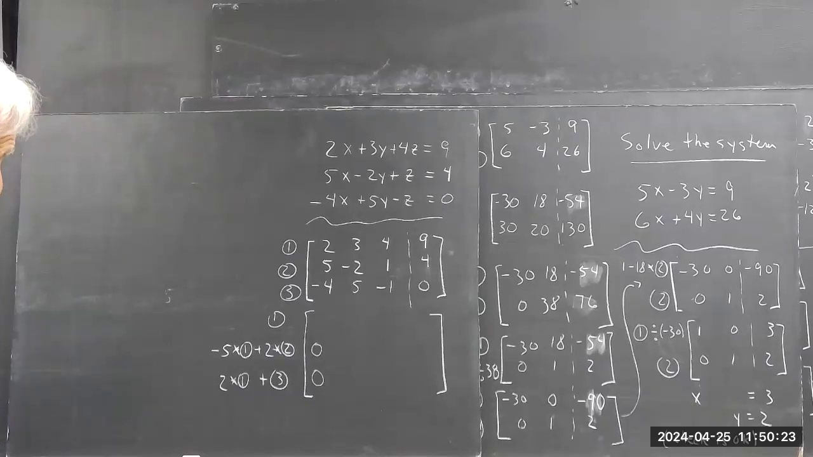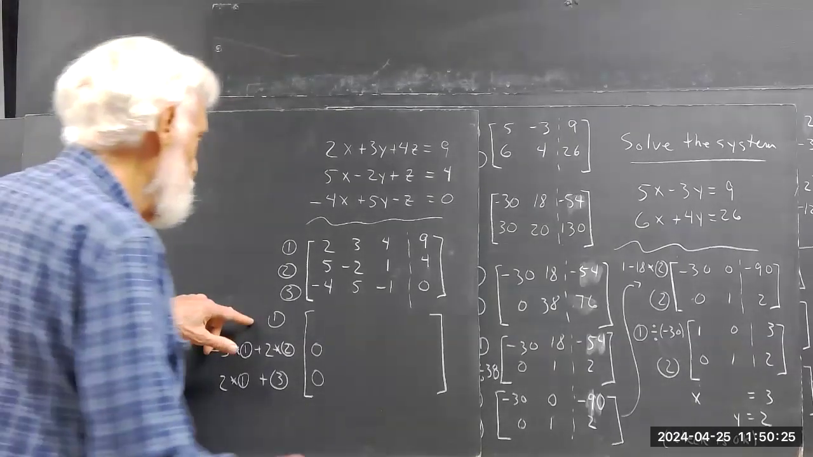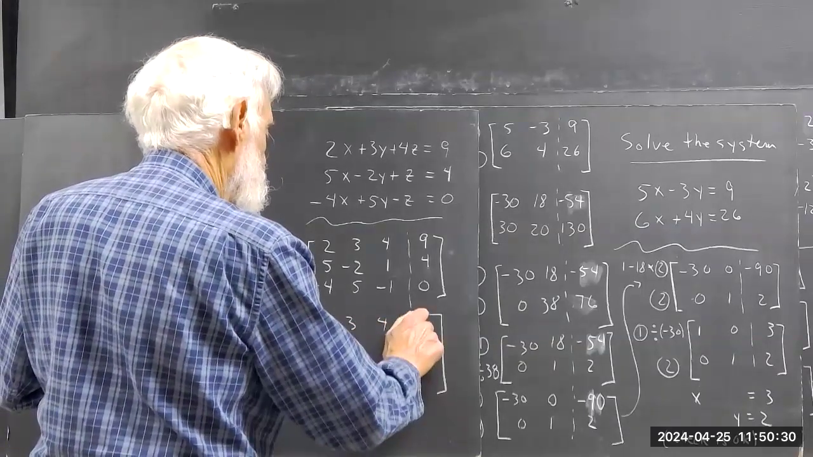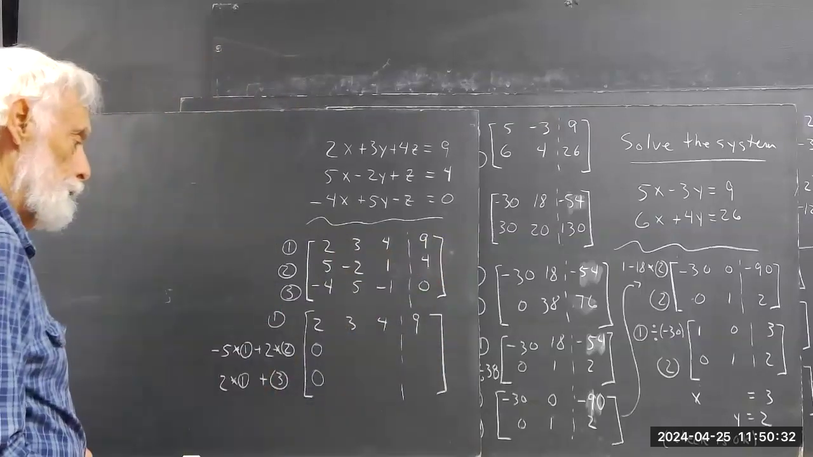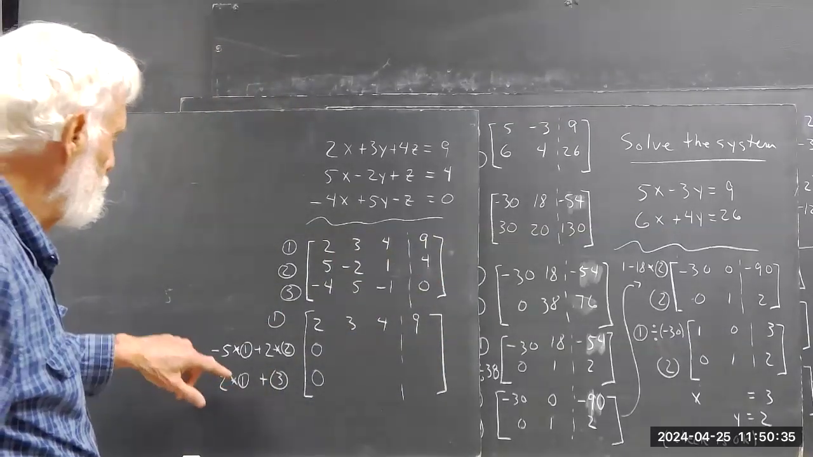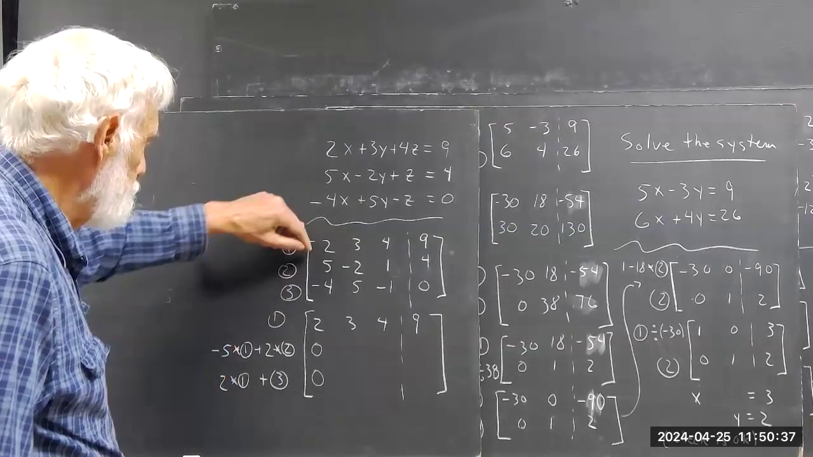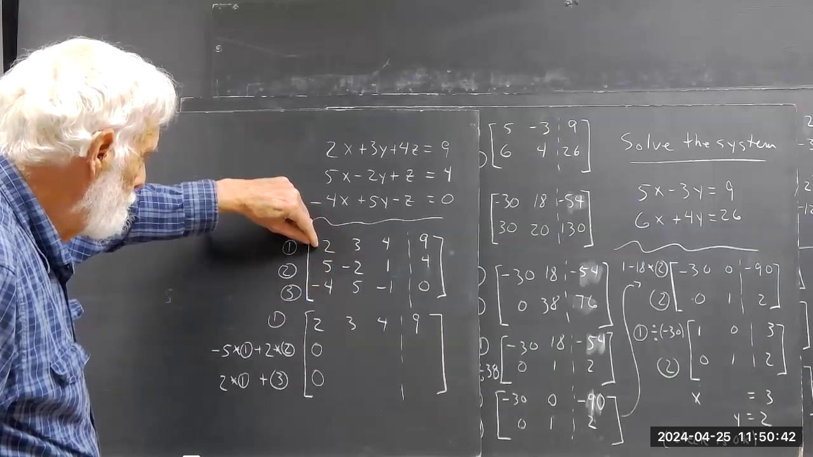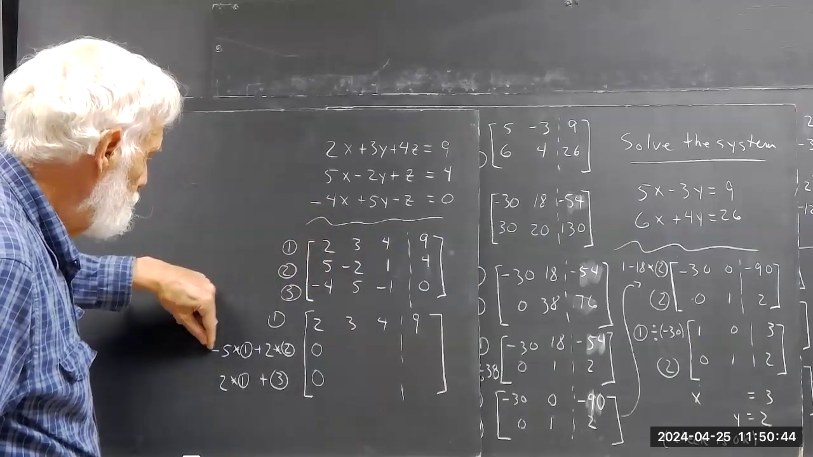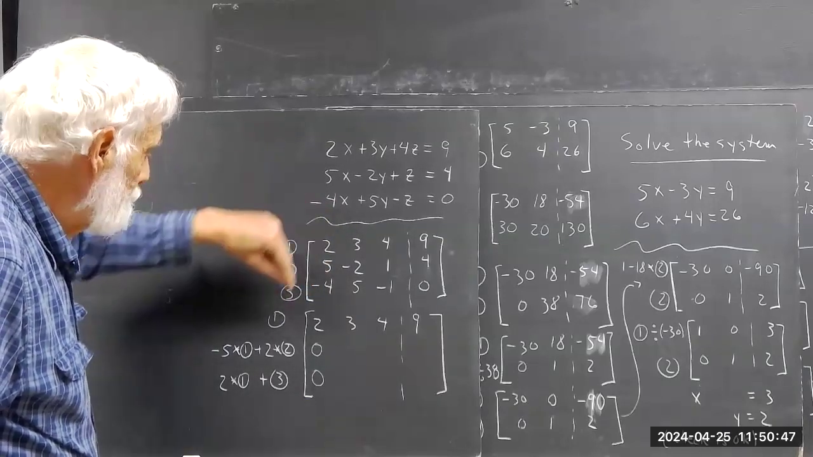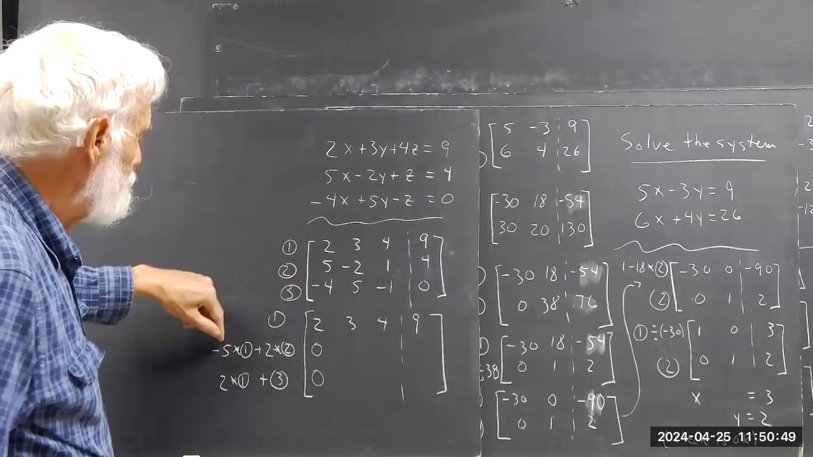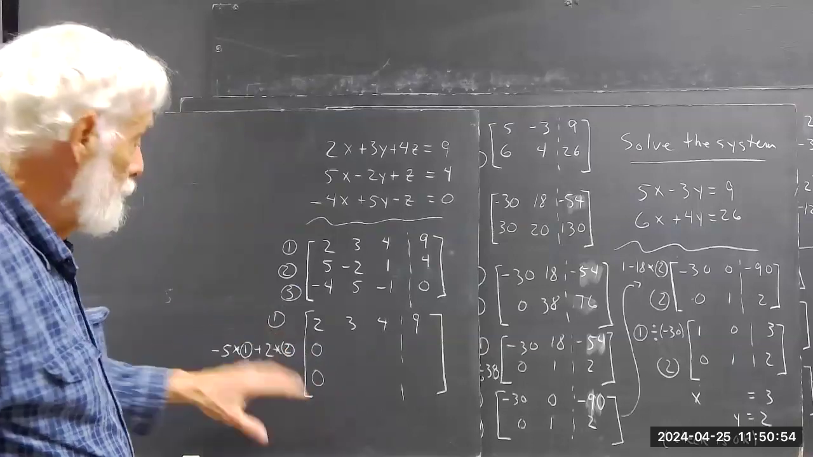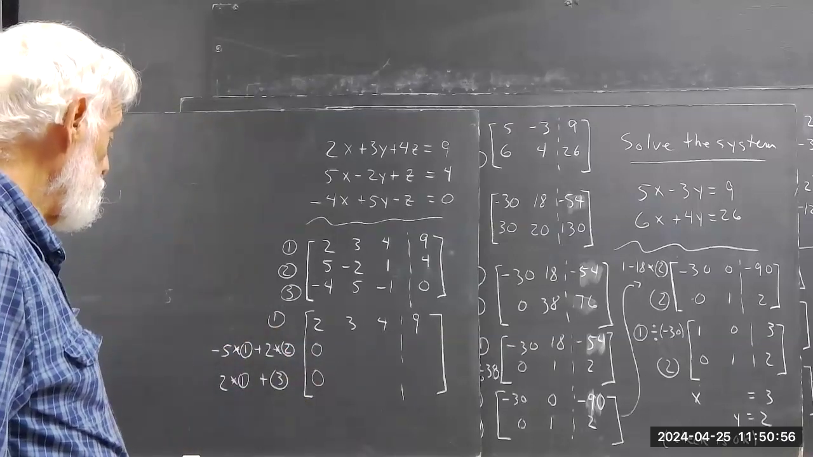Okay. So let's write out what we get. We get 2, 3, 4, 9, just copying the first row. Now in the second row, we do negative 5 times the number in the first row. So here in the first column, the number in the first row is 2, the number in the second row is 5. We do negative 5 times 2 and 2 times 5. That's going to give us negative 10 and 10, which adds up to 0. Now you can write that calculation off to the side if you like, but there it is.